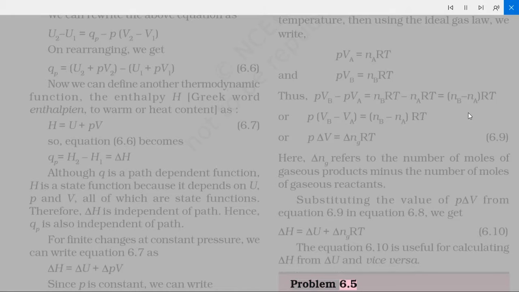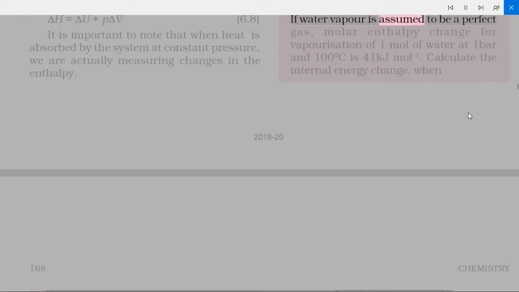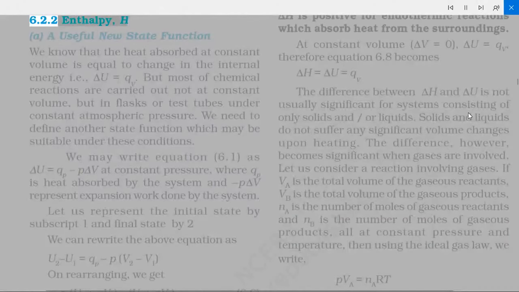Problem 6.5. If water vapor is assumed to be a perfect gas, the molar enthalpy change for vaporization of 1 mole of water at 1 bar and 100 degrees Celsius is 41 kJ mol⁻¹. Calculate the internal energy change when 1 mole of water is vaporized at 1 bar pressure and 100 degrees Celsius.